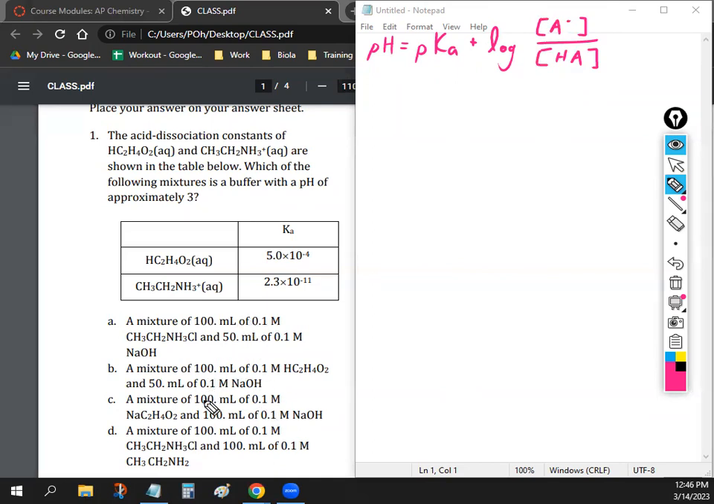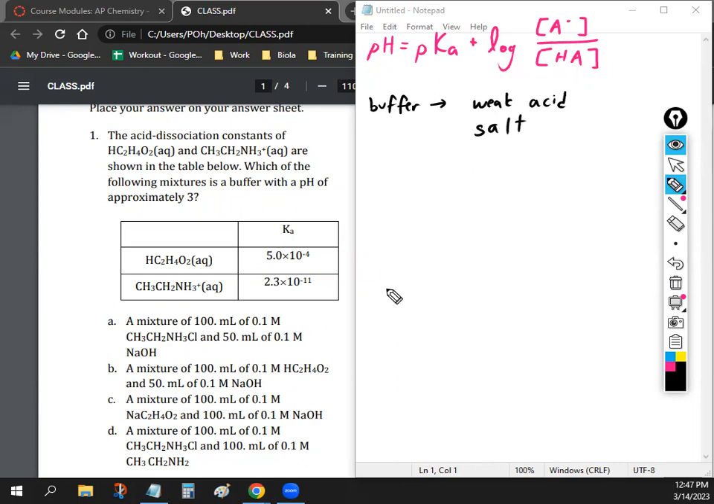All right, now before we even start, we can already get rid of some of the options, because if you guys remember, we have a buffer, right? And what is a buffer made out of? Yeah, you got to add a weak acid and its salt. So just by looking at that, we can figure out that some of these are not buffers, or one of them is not a buffer.